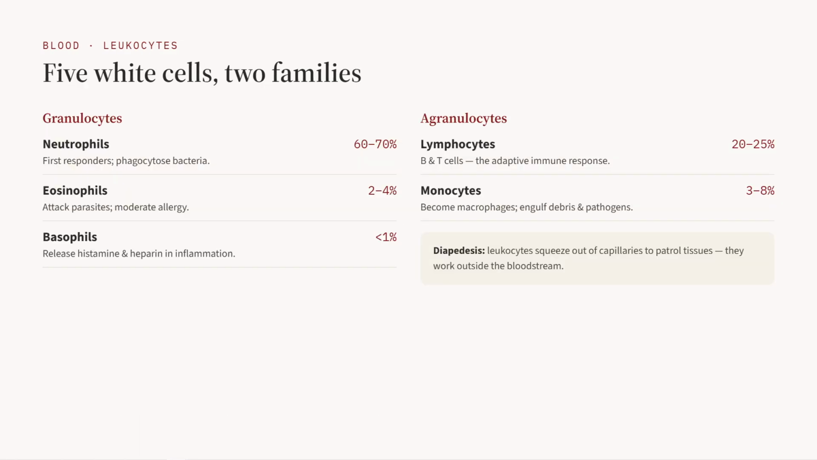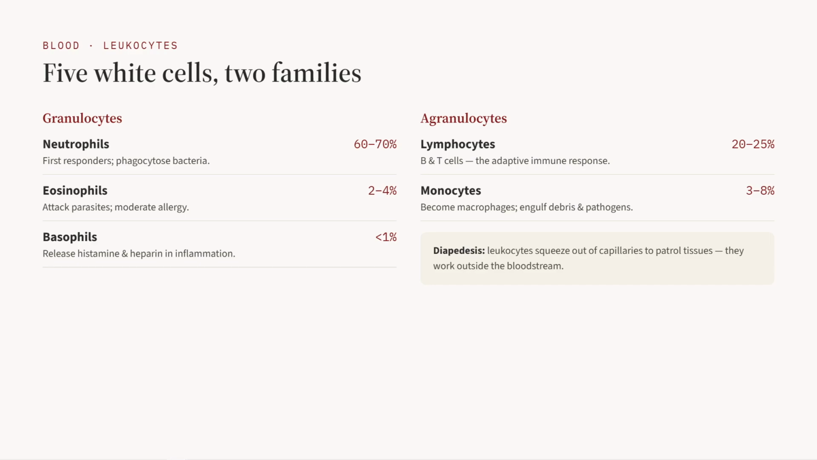Now the white blood cells, the leukocytes. There are 5 types, and a handy mnemonic for their frequency is "never let monkeys eat bananas." Neutrophils, lymphocytes, monocytes, eosinophils, basophils. We group them 2 ways.